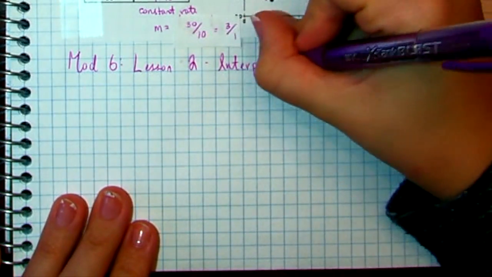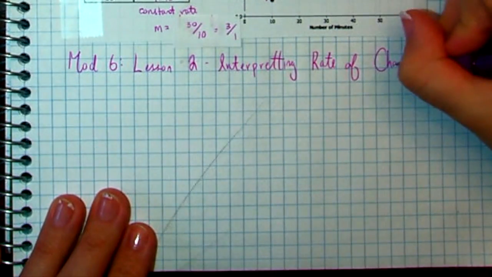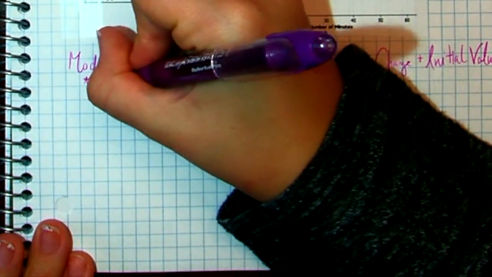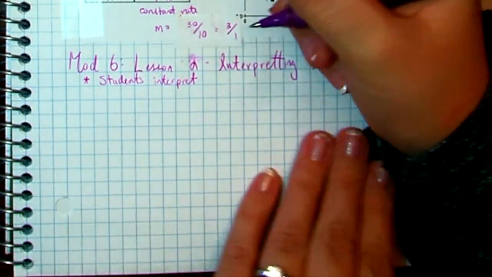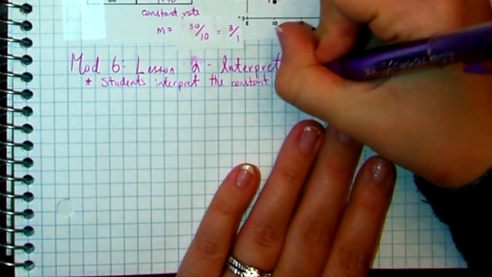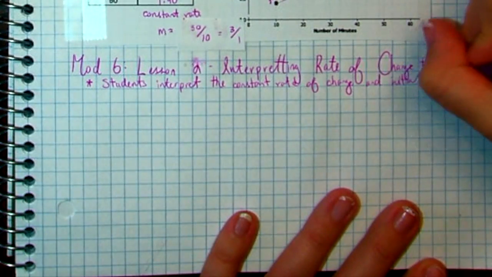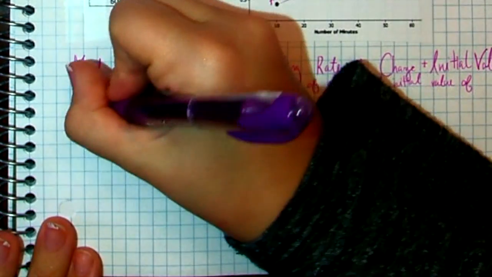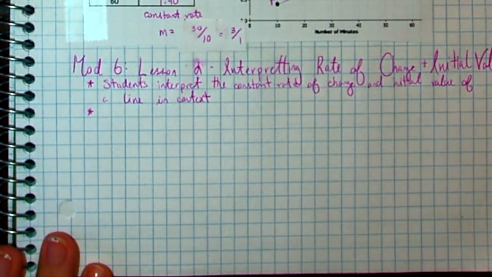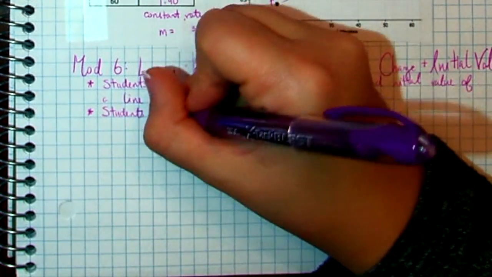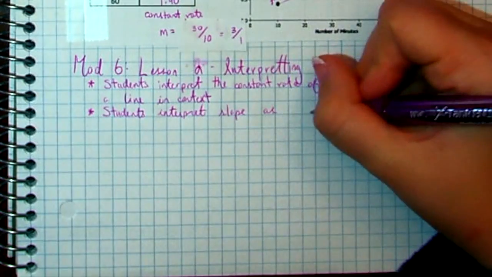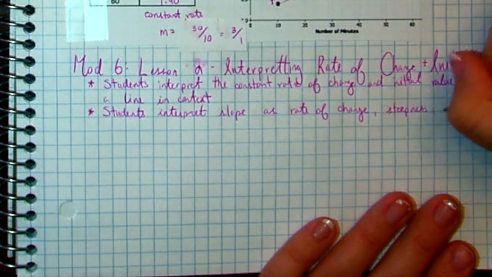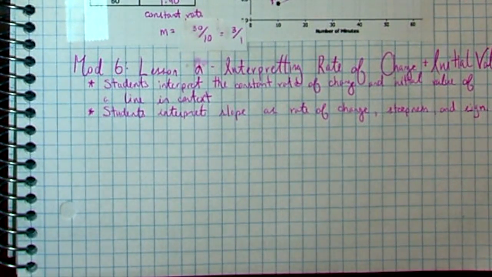Module 6, Lesson 2 is interpreting the rate of change and the initial value. Students interpret the constant rate of change and initial value of a line in context. We'll also expect that students interpret slope as rate of change and the steepness of a line.